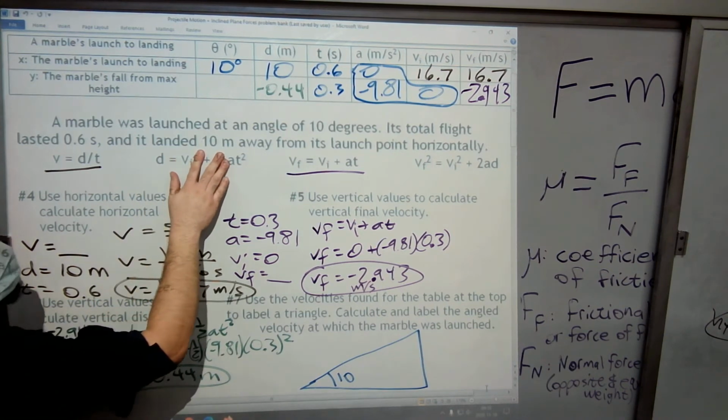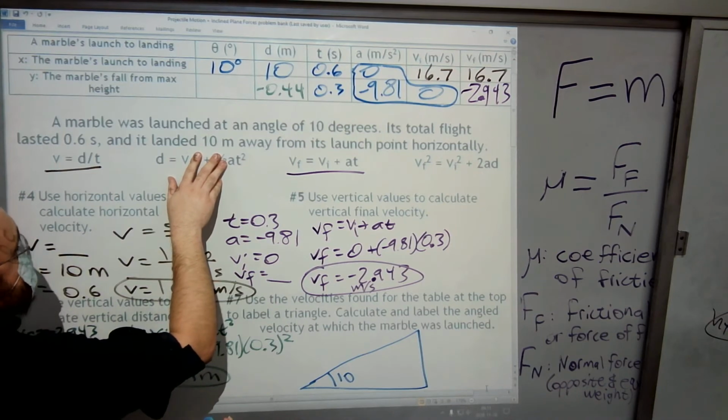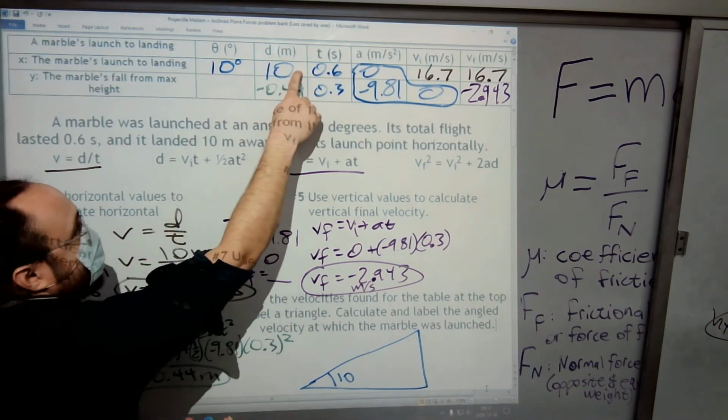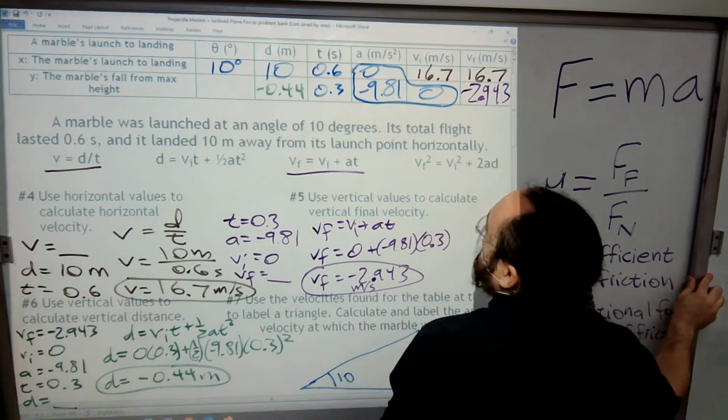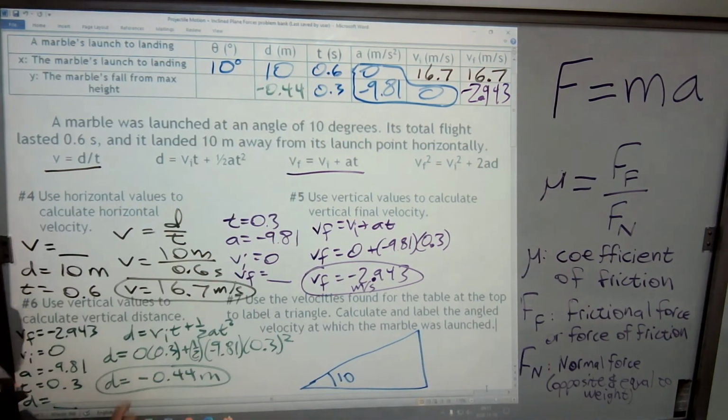And it landed 10 meters away from its launch point horizontally. So I put a 10 right there. That's my horizontal distance. See? Horizontal distance.